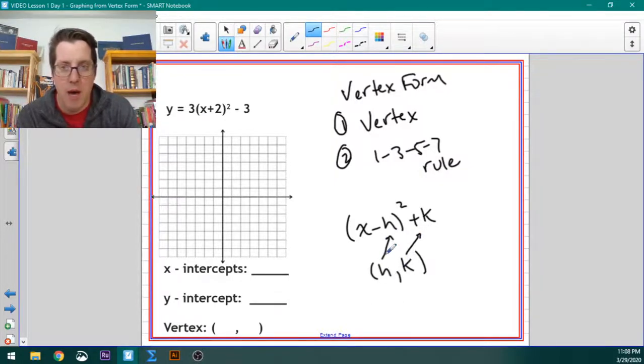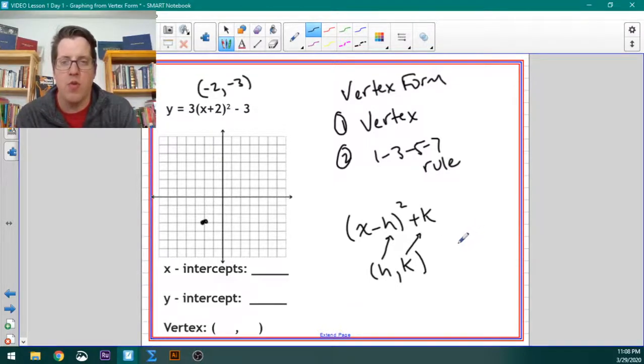You take the opposite of the number inside the parentheses, and you use the number that is behind the parentheses without making it its opposite. So for this problem, it would be -2, -3. So you're going to mark your vertex, and then you're going to use the 1, 3, 5, 7 rule.